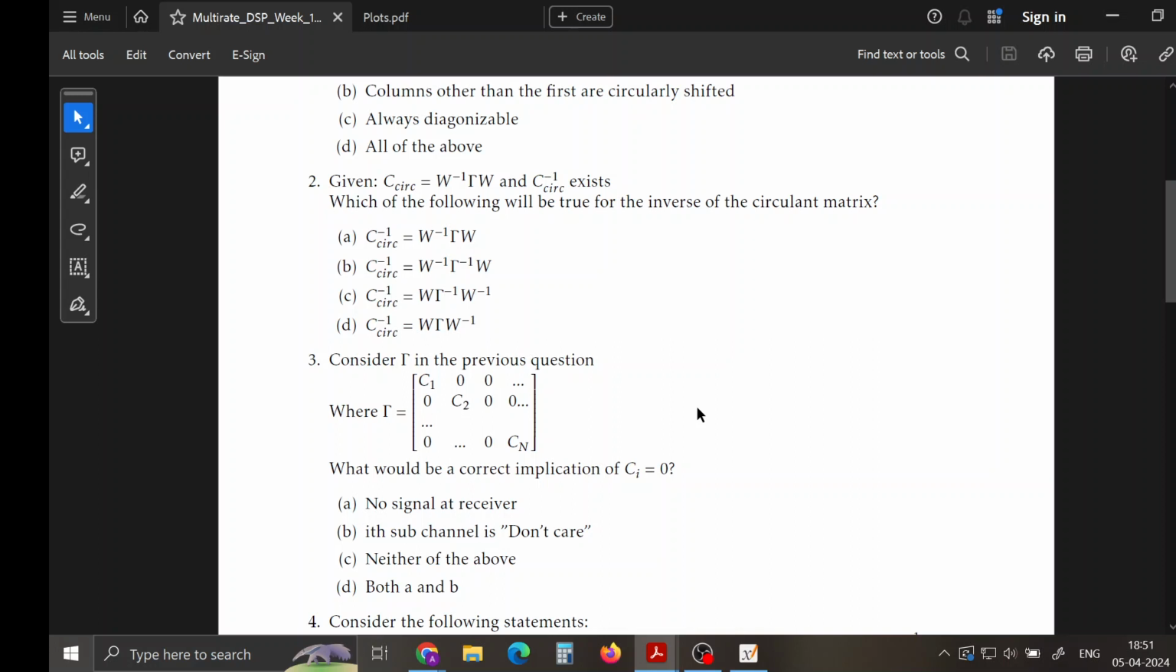And another thing is, what option B is saying is the ith subchannel is don't care. We have encountered this terminology don't care also. So what it means is that now you have to think from the perspective of the water filling concept. What happens in water filling? In this situation, Ci is 0, meaning that the ith subchannel is in a very poor condition. So the channel gain is 0 for that ith subchannel, so it's like almost poor SNR condition.